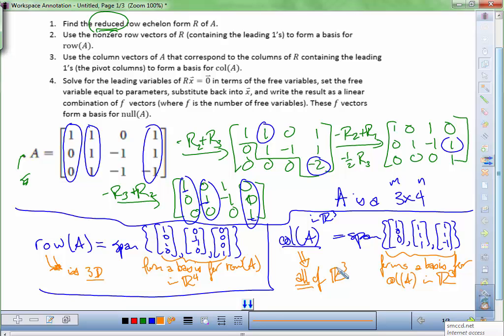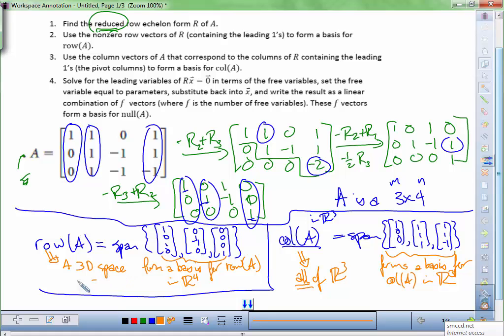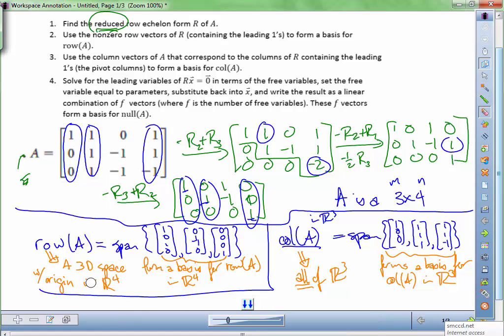What did this row space of A span? That spanned a 3-dimensional space in R4, going through the origin. So let's make it a little bit clearer here. A 3D space that has the origin in R4. Okay?